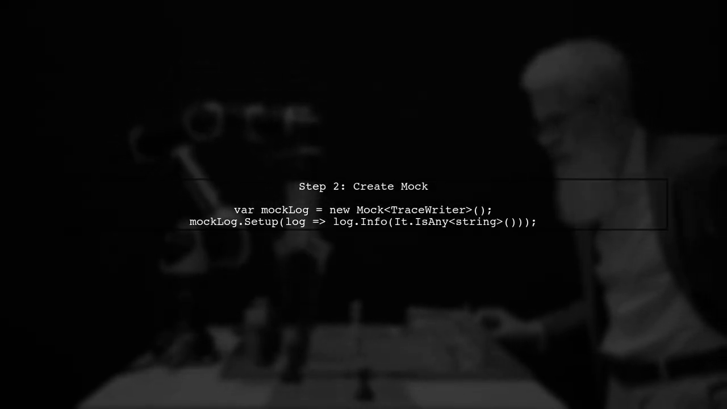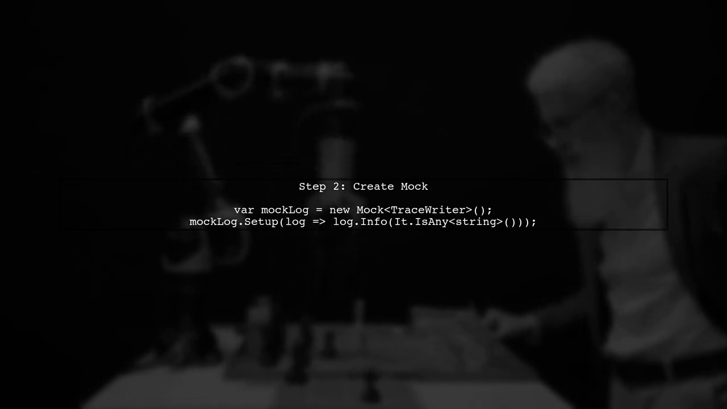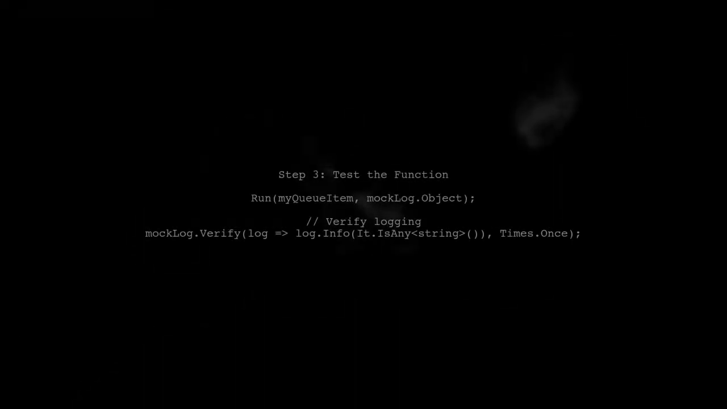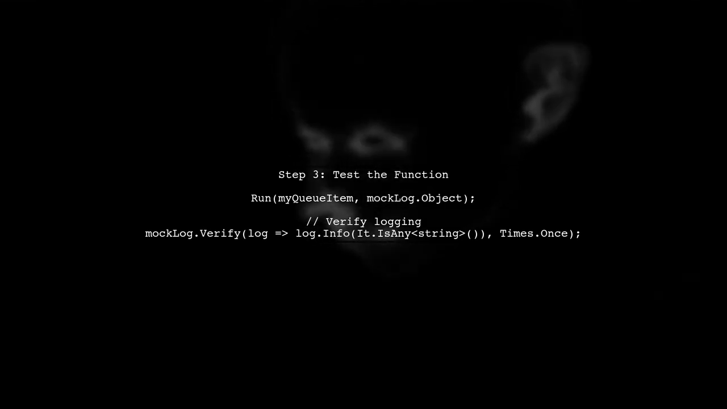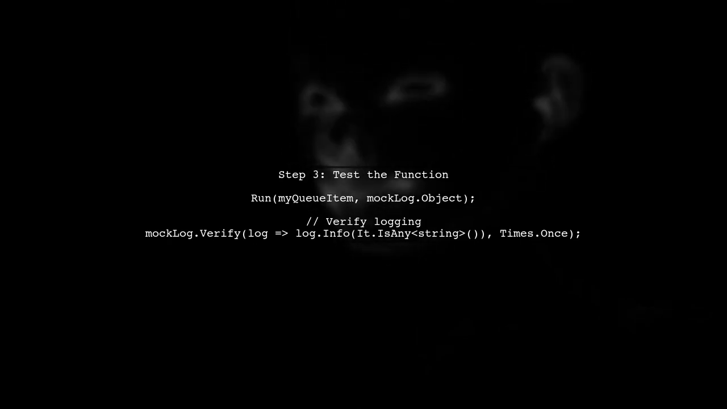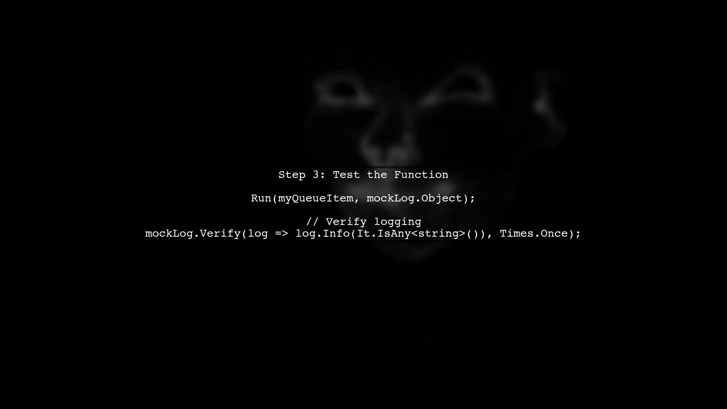Next, let's create a mock TraceWriter in our unit test. Here's how you can set it up using Mock. Now, you can pass this mock object to your Azure Functions run method during testing. This allows you to verify that logging occurs as expected. Finally, remember to check the output of your tests to ensure everything is functioning correctly. Mocking dependencies like TraceWriter is a powerful way to isolate your tests.